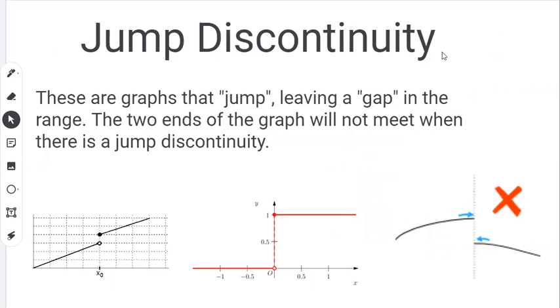The next one is called a jump discontinuity. These are graphs that jump, leaving a gap within the range. And then the two ends of the graph will not meet when there is a jump discontinuity. So down here, you'll see that this graph has two ends, and the two ends do not meet. There's actually a hole right here, and there's a point right here. So if you could find some way to plug in that hole with that point, you would be able to make the function continuous again. But the two ends of the graph do not meet when there is a jump discontinuity. The graph just jumps from one y value to the next.